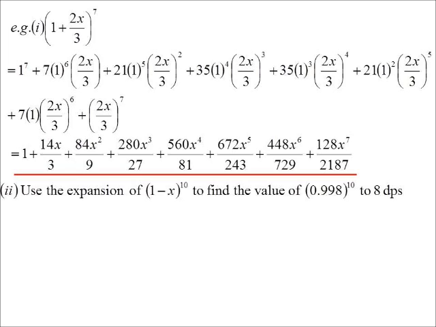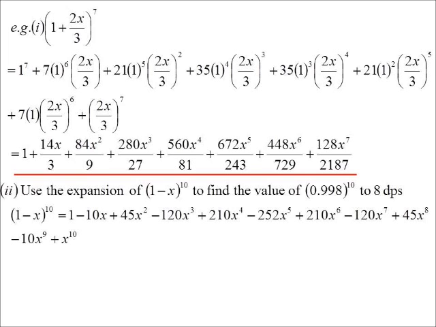Here's where it's useful. And I'm sure you've experienced this yourself. When you've been out, I don't know, in the shopping centre or something like that, and someone's come up to you and said, look, excuse me, I don't have a calculator on me, but do you know what 0.998 to the power of 10 is? Just to 8 decimal places though. I'm sure it's happened to you. Well, you wouldn't want to be embarrassed, because we could use (1 - x) to the power of 10, 10 being that fantastic row.